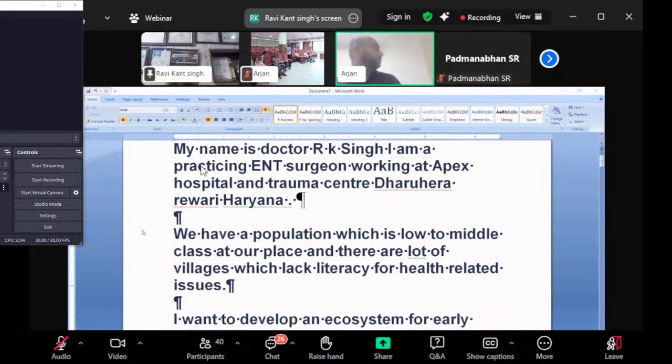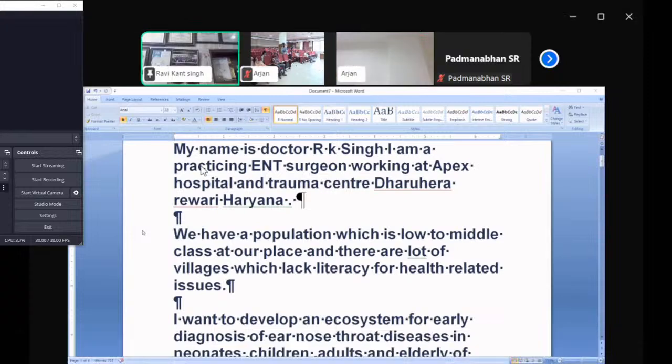My name is Dr. R.K. Singh and I practice as an ENT surgeon. I work in a highway proximity trauma center, a location about 70 kilometers from Delhi on the NH8 Delhi-Jaipur highway. We have a low to middle class population, and a lot of villages where they lack literacy and have fear about their health-related issues.